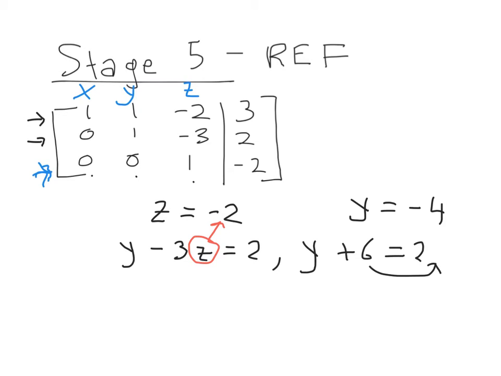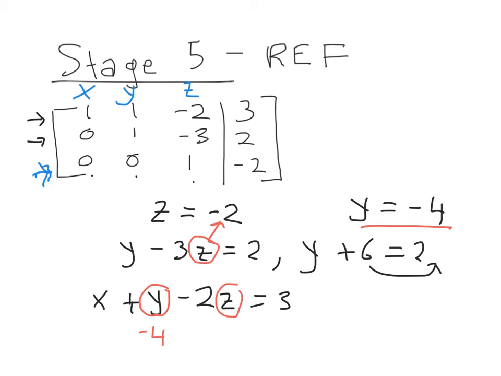And then our first row, 1x plus 1y minus 2z's equal 3. But again, I already know that y should be negative 4 and z should be negative 2. So when I plug those in, I get x minus 4 plus 4 equals 3. So minus 4 plus 4, these two will cancel out. And in other words, x equals 3. And there's my solution. I've got x equals 3, y equals negative 4, and z equals minus 2.